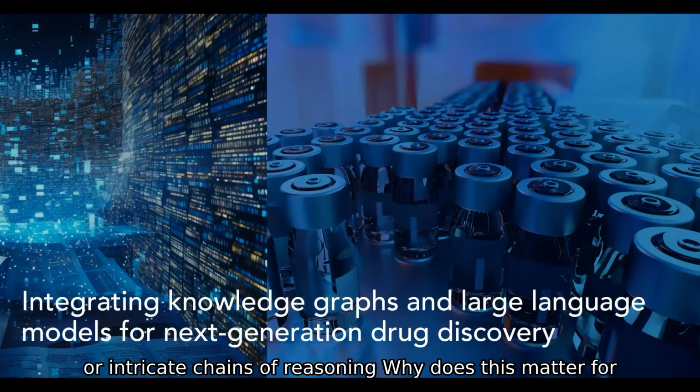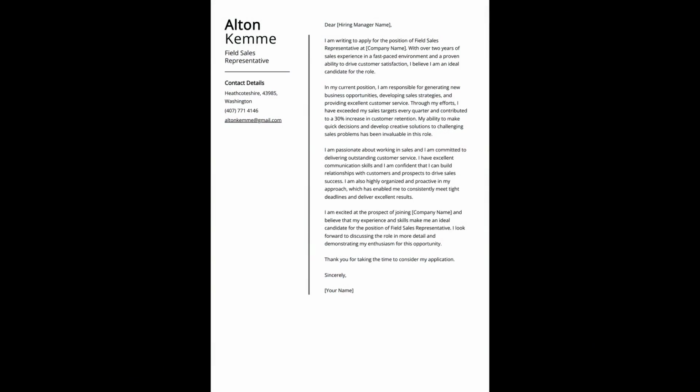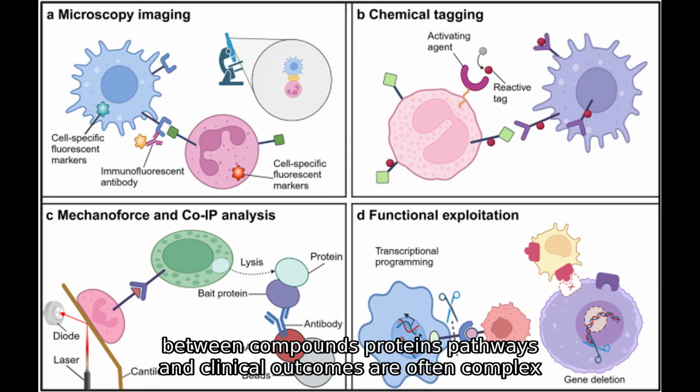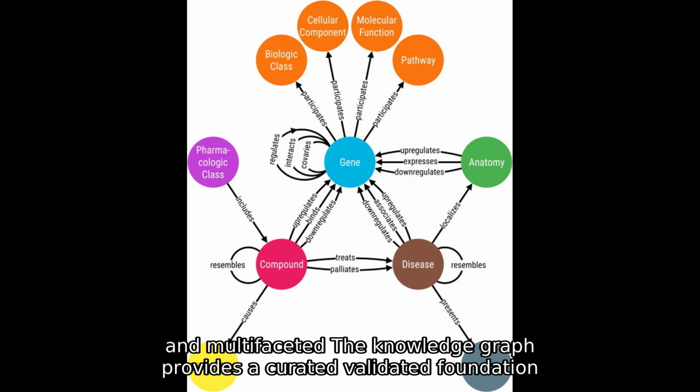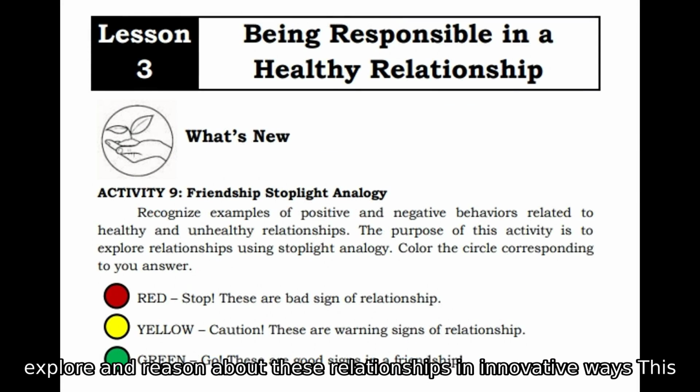Why does this matter for drug discovery? The combination of knowledge graphs and LLMs is proving to be invaluable in this field, where the relationships between compounds, proteins, pathways, and clinical outcomes are often complex and multifaceted. The knowledge graph provides a curated, validated foundation of scientific relationships, while the LLM offers the flexibility to explore and reason about these relationships in innovative ways.